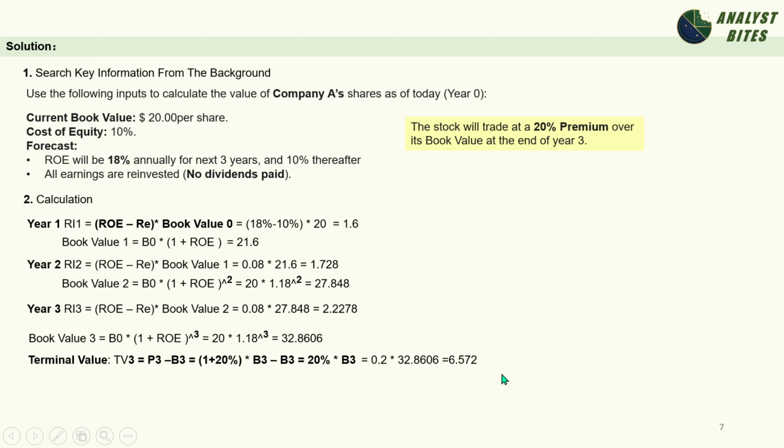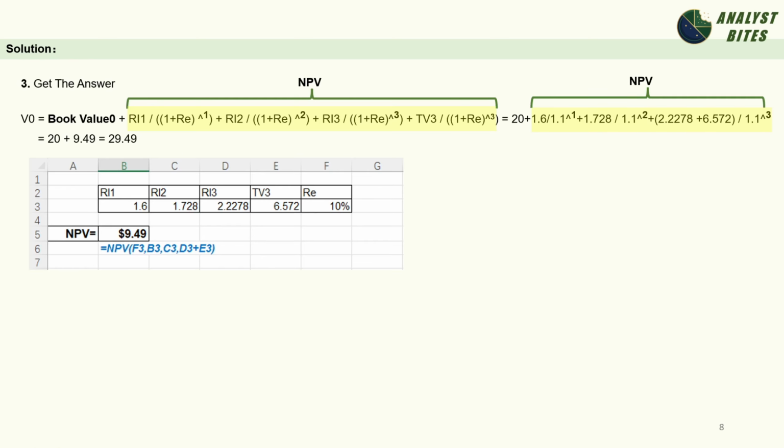Snap! Your TV3 is 6.572. Done! Alright, the final step, calculating V0. Let's load the calculator. For CF0, enter the value of II1. For CF2, enter the value of II2.